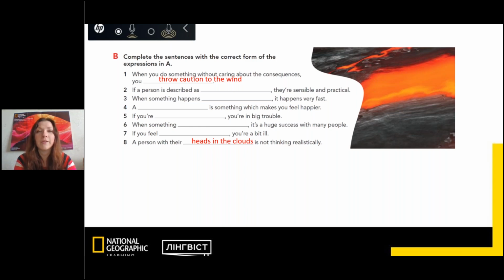Number 2, what do you think the correct answer would be? If a person is described as sensible and practical, down to earth, right? What about you? Are you down to earth? Are you always down to earth? In what situations are you not like that?